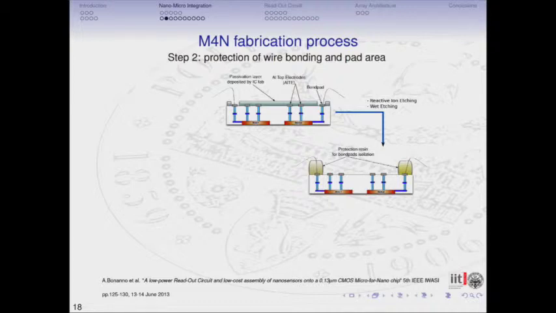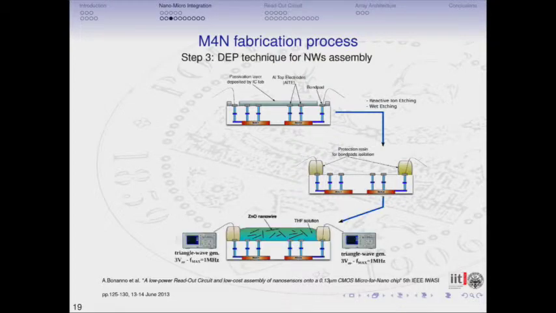So using reactive ion etching or wet etching, we can remove this passivation layer. We have to protect the bond wire using some resin, and then we can drop a solution of zinc oxide nanowires and some solvent like isopropanol, for example, isopropyl alcohol, and then we have to apply an external signal for dielectrophoresis.